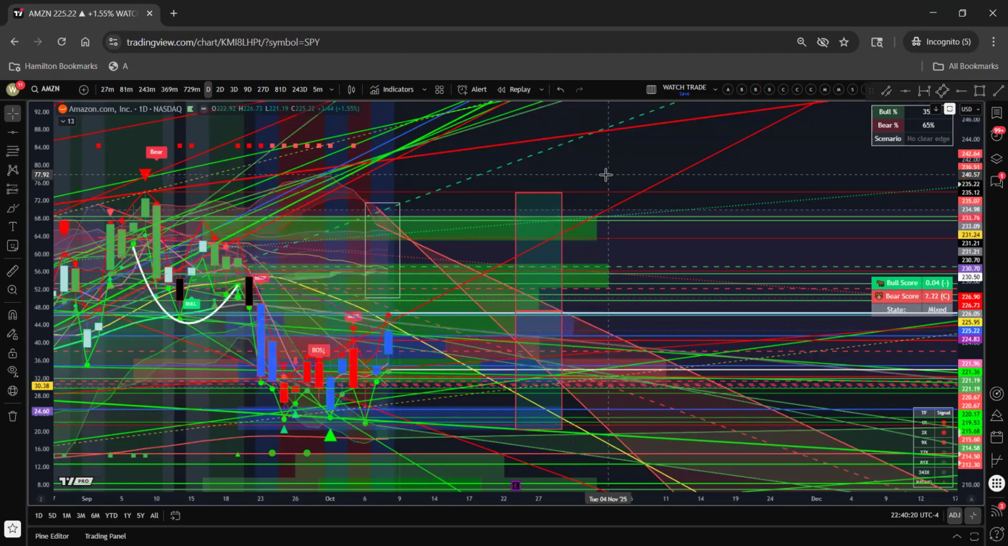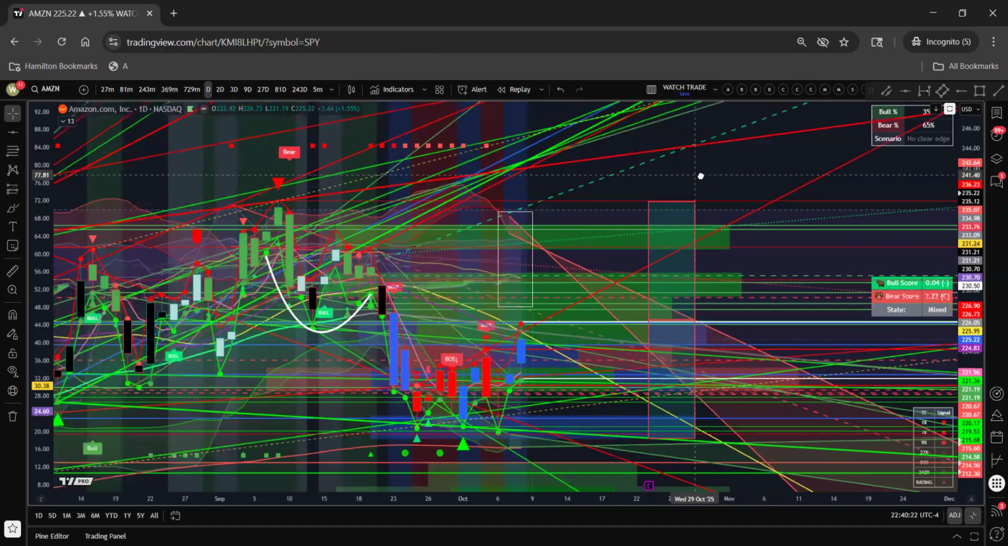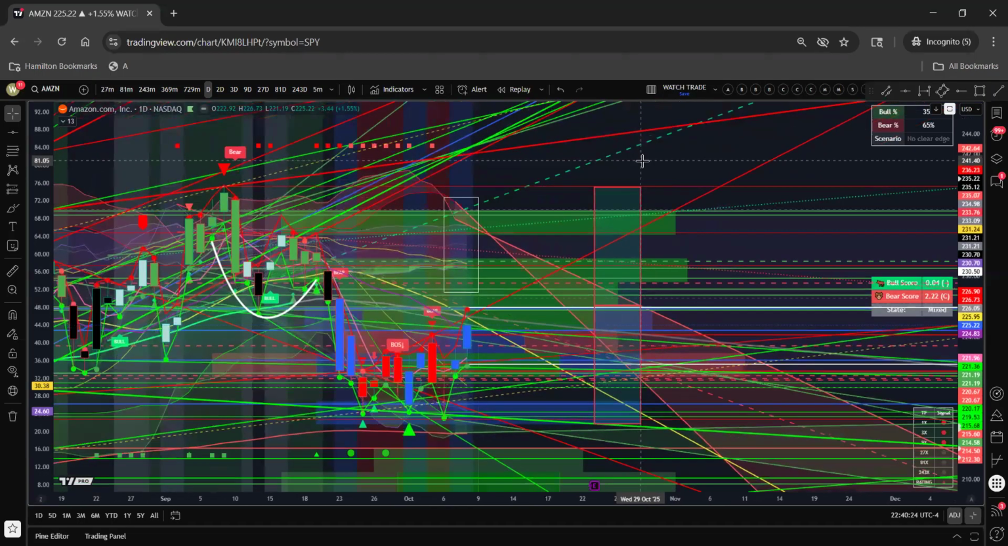Amazon's one that I have really high conviction on, and Microsoft. These are my two favorite tickers currently out of the Mag 7.